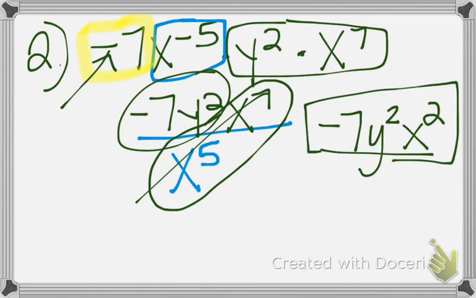A lot of you guys, again, you put that negative 7 in the denominator. So make sure that you're paying attention. Is it a negative exponent or is it just a coefficient? And your keyword for number 2 is rainbow. Let's go do number 3.